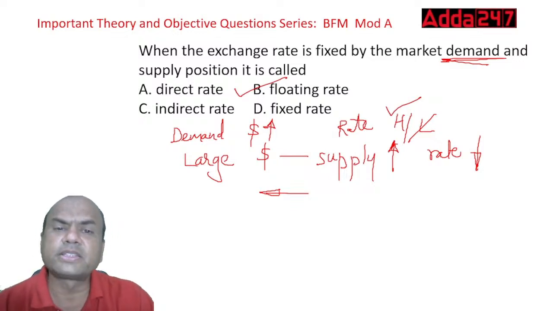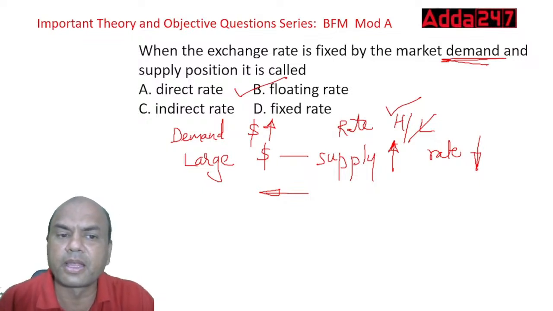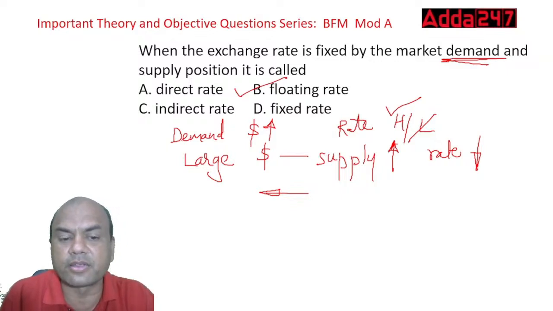Remember. Fixed and floating, these are the two main rates. What is this direct and indirect? Direct and indirect rates are also there. What do we use in India? So if I say $1 equals 80 rupees.